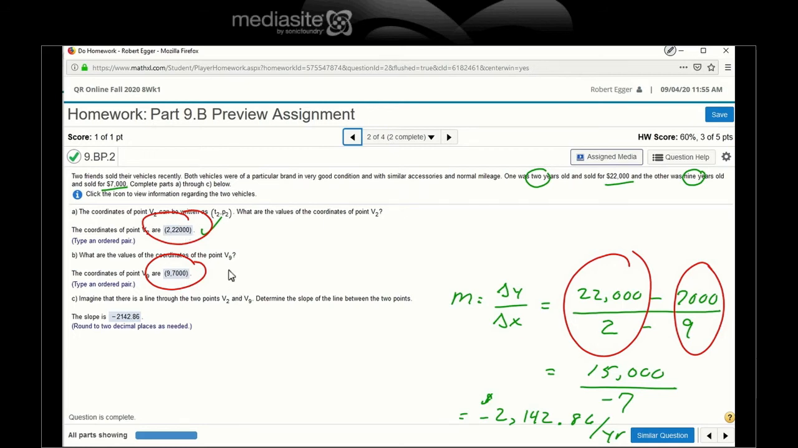Yeah, so I took my 2 points. I could have done this minus that, or reversed them, which would give me minus 15,000, 7,000 minus 22 over plus 7, 9 minus 2. So it doesn't matter what order you do them in, just make sure you keep the x and the y terms together over each other in the order that they appear. Next question.